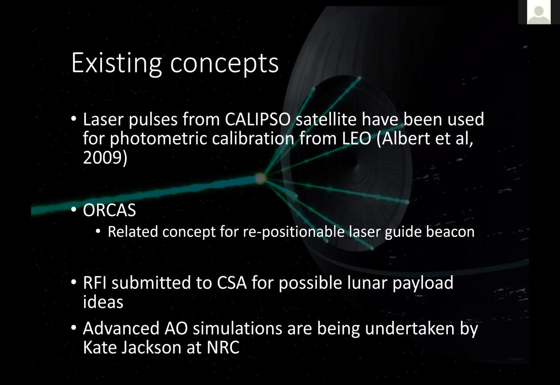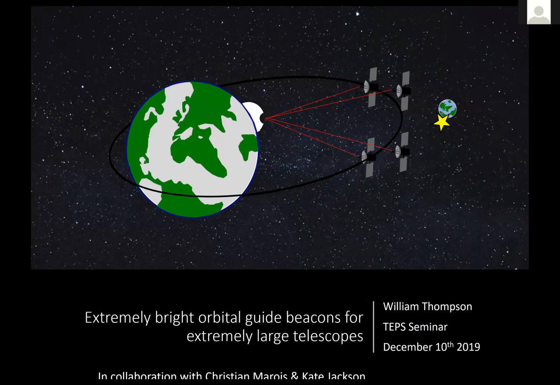And with that, I will go to my summary slide. So with orbital guide beacons, we could have a very bright source, stay near the target for up to 200 minutes. Thank you very much.